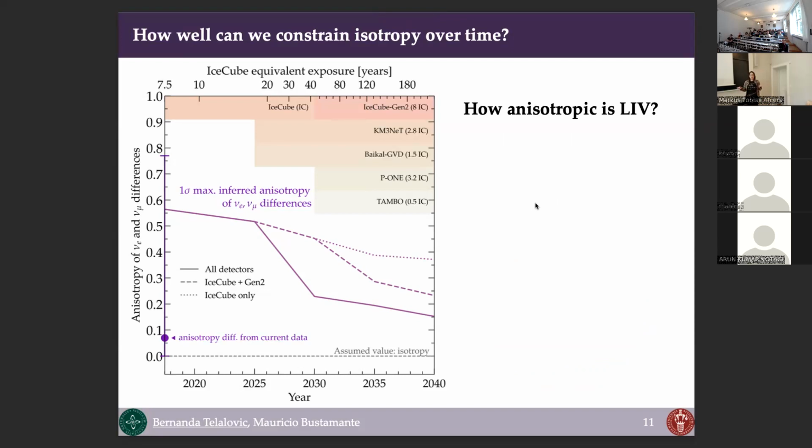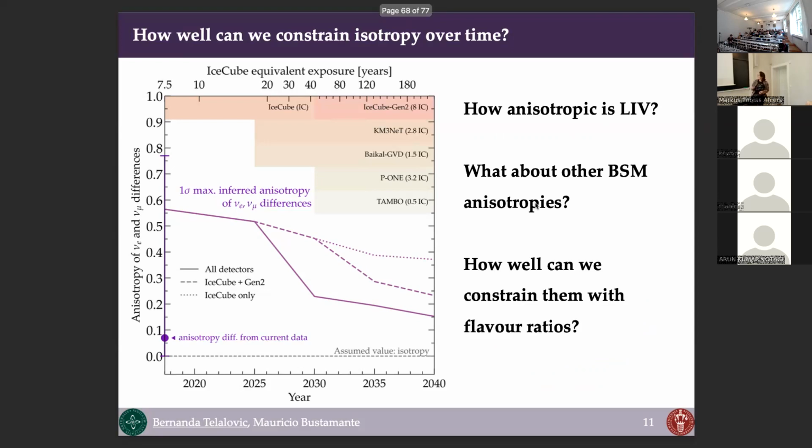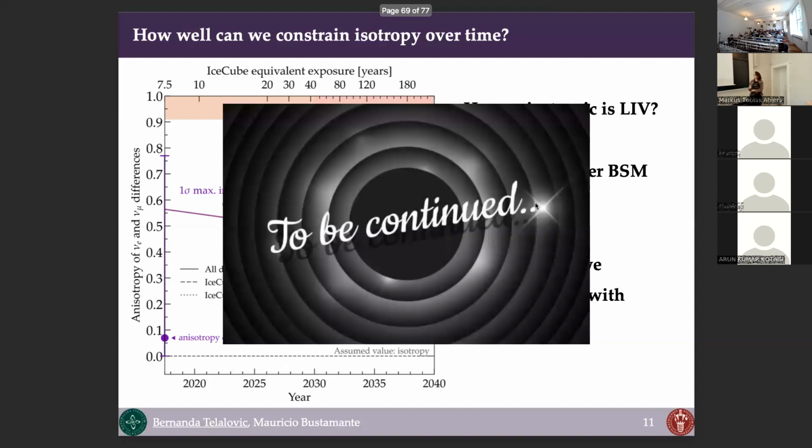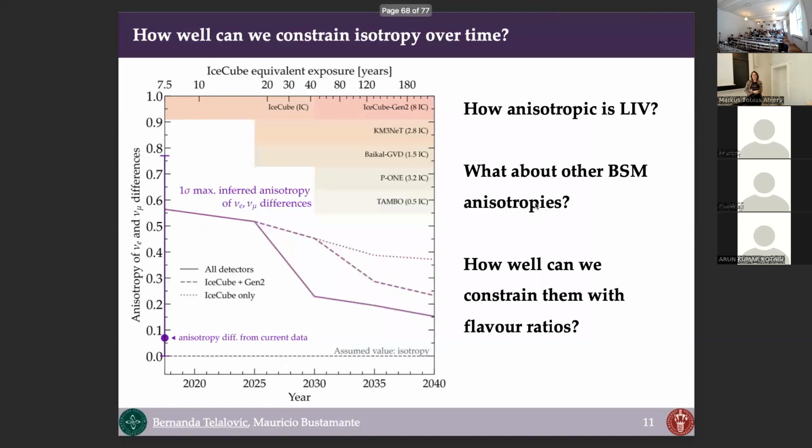Further questions to ask for now is how anisotropic is, for example, Lorentz invariance violation, where on the power spectrum here can I draw a line that says this is what LIV predicts? And what about other beyond standard model anisotropies? And can we actually use these flavor ratios to constrain them? That is currently what I'm working on. So hopefully by the next time you see me give a talk, I'll have an answer to that.